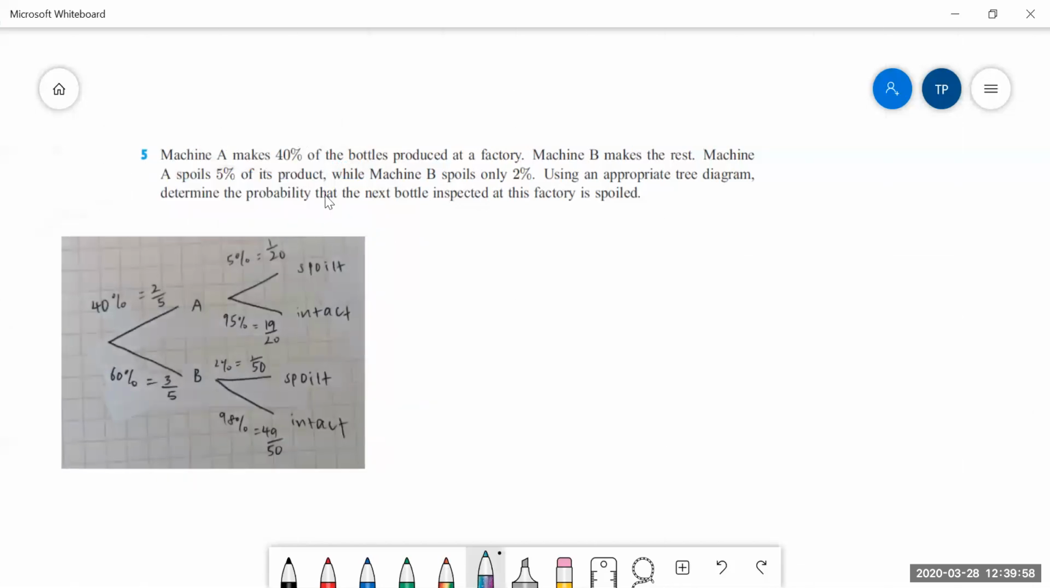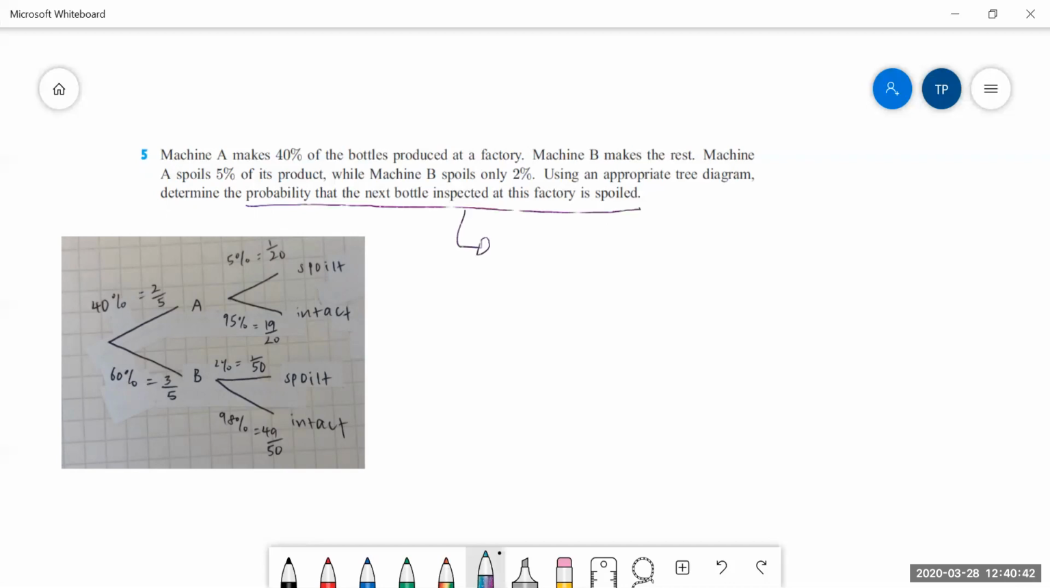Okay, 40% of the bottles are produced at the factory by machine A, machine B makes the rest. So 40, 60, correct. Machine A spoils 5% of the product, 5% spoiled, 95% intact, good. Machine B spoils only 2%, okay, good. Determine the probability that the next bottle inspected at this factory is spoiled. So this is taking into account both machines.